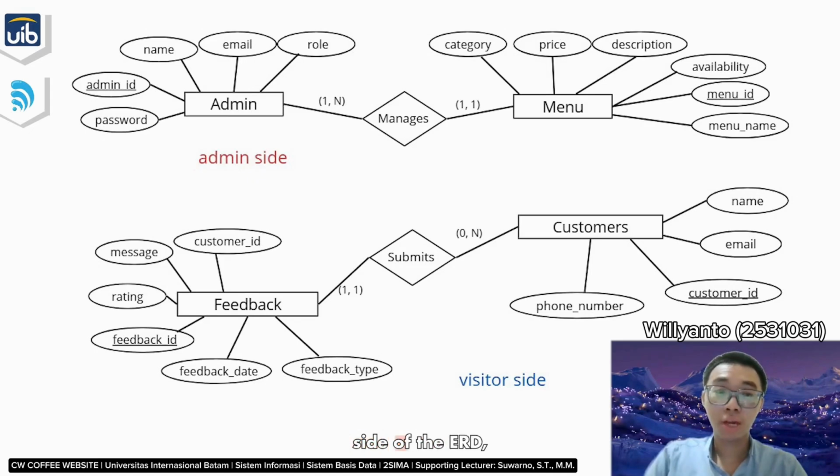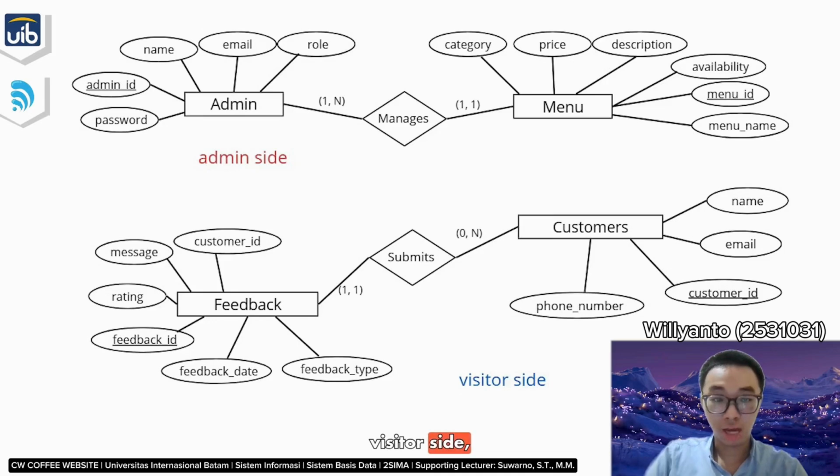On the admin side of the ERD, we have the admin identified by the primary key admin ID, as well as the attributes name, email, role, and password, the password being necessary for login. Meanwhile, the menu has the attributes category, price, description, availability, primary key menu ID, and menu name. An admin can manage one or many menus, but a menu can only be managed by exactly one admin.